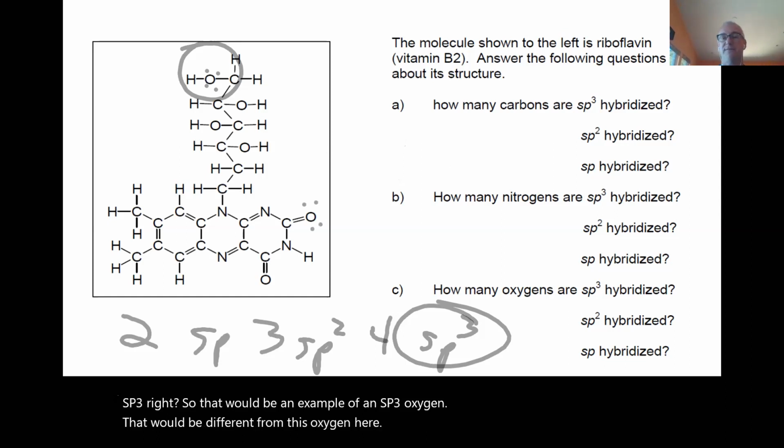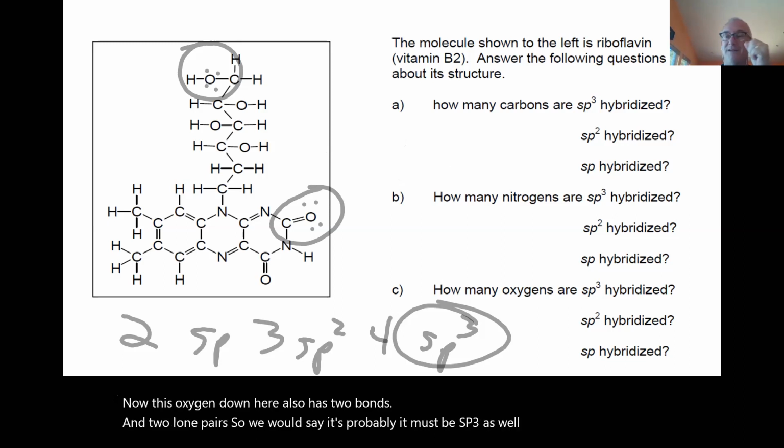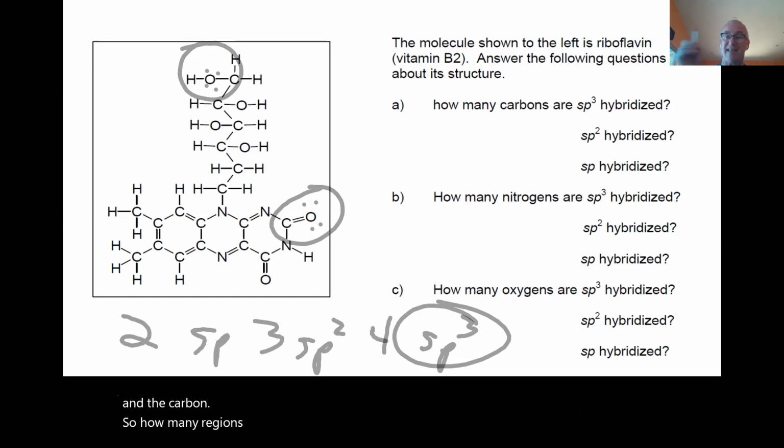Now this oxygen down here also has 2 bonds and 2 lone pairs. So we would say, oh, it must be sp3 as well. But remember, the double bond is 1 electron group. It's 1 electron region because it's between the oxygen and the carbon. So how many regions of electron density does that oxygen have? 3, right. It's got the lone pair.